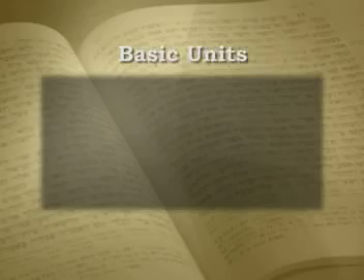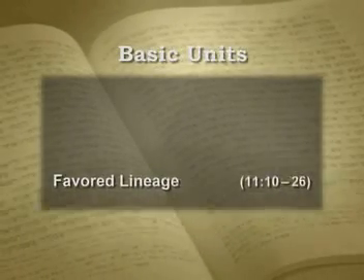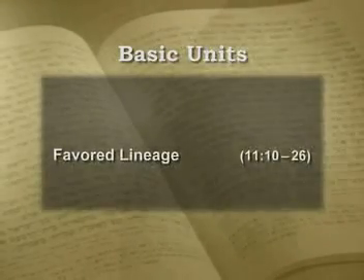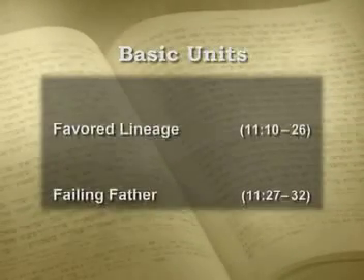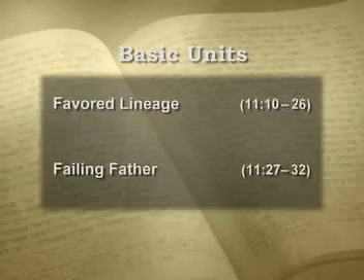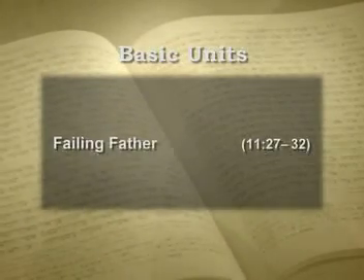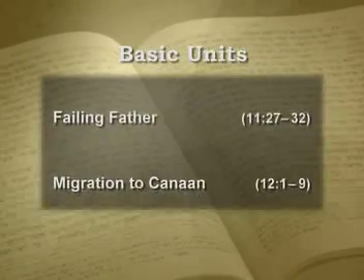Moses wrote about Abraham's life in 17 basic segments or episodes. First, Abraham's favored lineage in chapter 11, verses 10 through 26, a genealogy that describes Abraham's family heritage. This passage is followed by an account of Abraham's failing father in chapter 11, verse 27 through 32. A second genealogy that describes Abraham's travels with his father Terah.